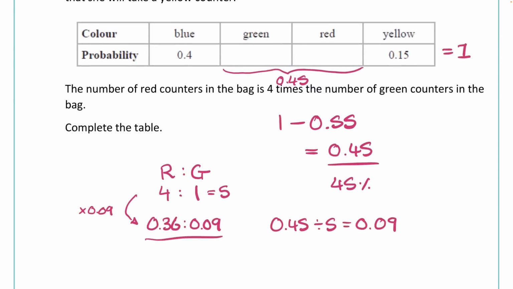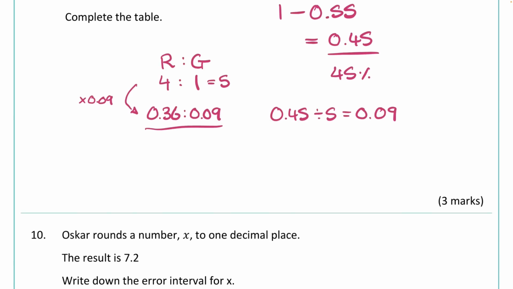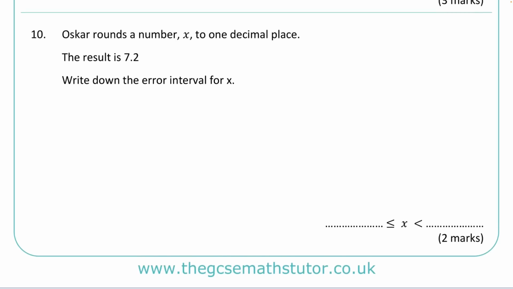Just make sure we put those in the correct place, because I've got red on the left and green on the right, and in the table green's on the left. So just be really careful. This one is my 0.09 for green and 0.36 for red. And there we go, they all now add up to 1, and the probability of red is 4 times the probability of green. And there we go, that's our final answer. So using a ratio within a probability table.